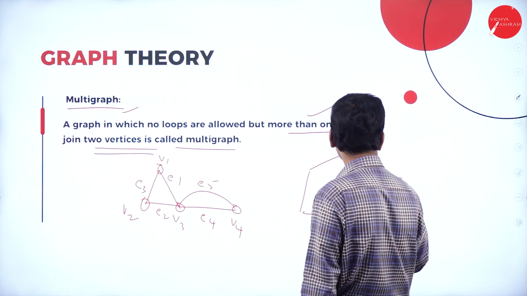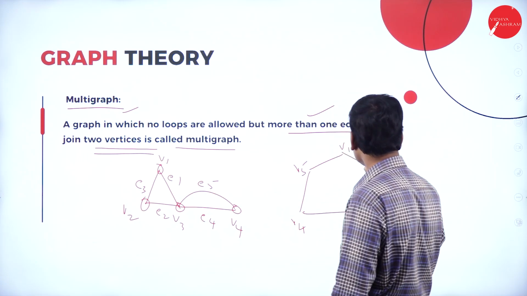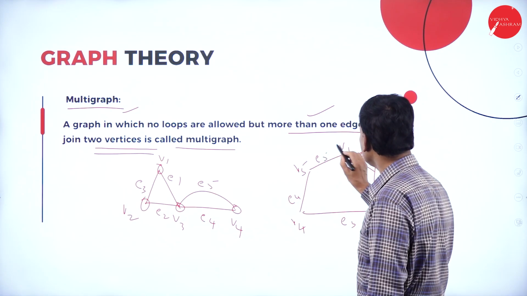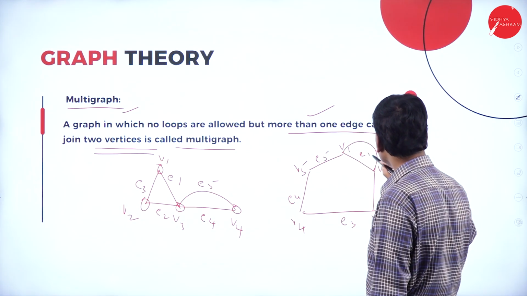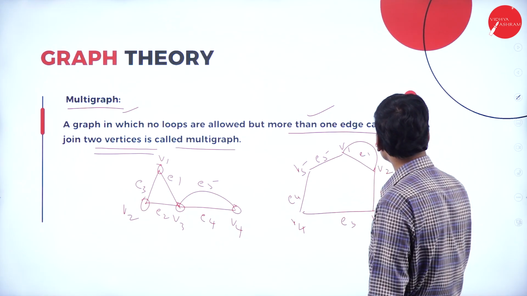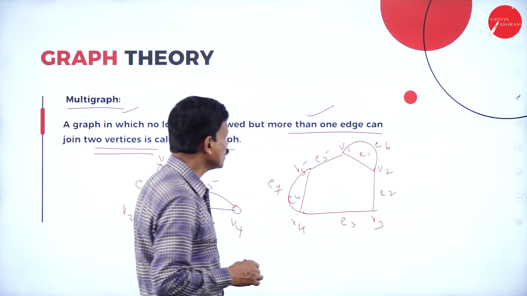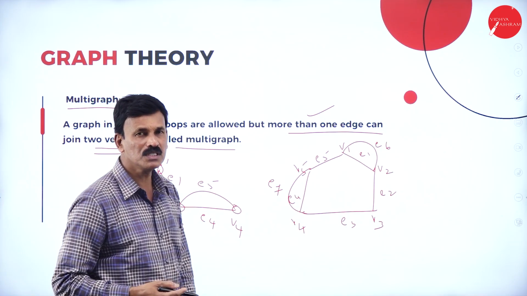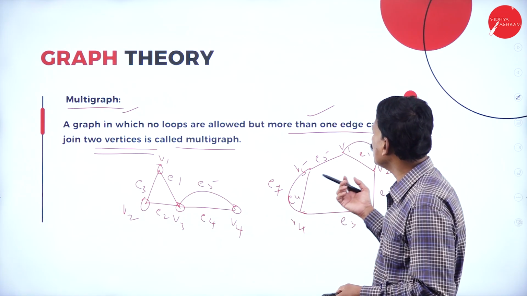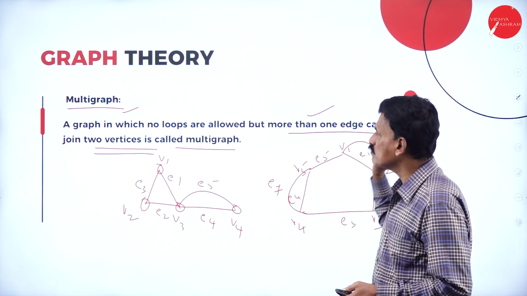So this is V1, V2, V3, V4, V5. The edges are E1, E2, E3, E4 and E5. So let us write another edge, that is E5, E6. Let us take one more edge here, that is E7. This is also an example for a multiple graph. That means a graph which does not contain self loop but contains multiple edges. It contains multiple edges is called as a multiple graph.